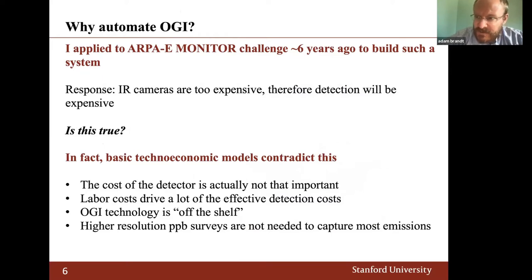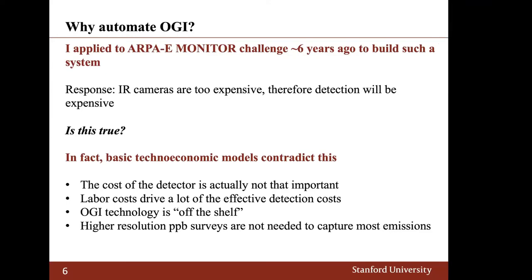And actually this induced me to invent the FEAST model, because I built a spreadsheet model that showed that it would be cheap. Their response was very, very short. It was like one sentence. IR cameras are too expensive, period. Proposal rejected. This was predicated on the assumption that if the detector is expensive, then the detection will be expensive. And I actually think that's a distinction that's not logically correct.